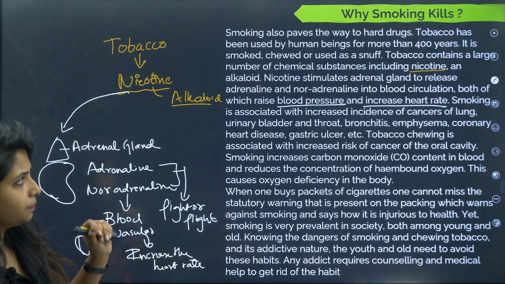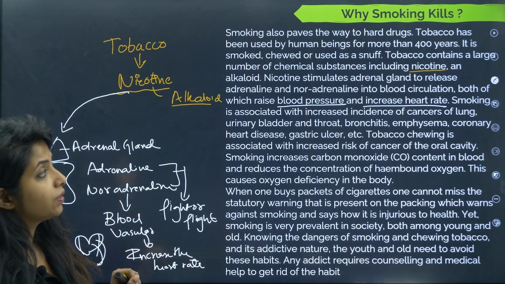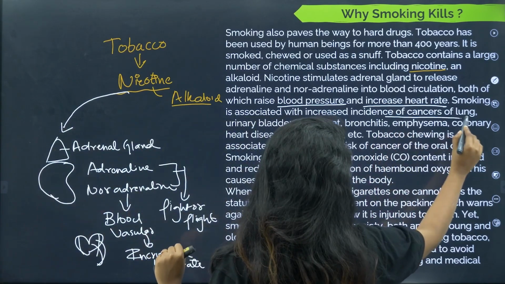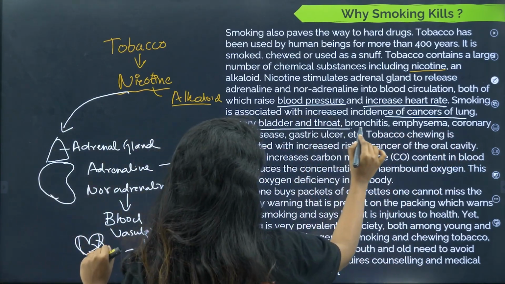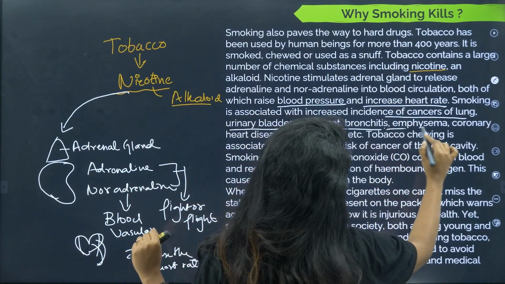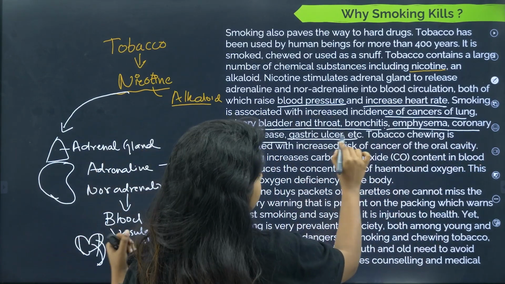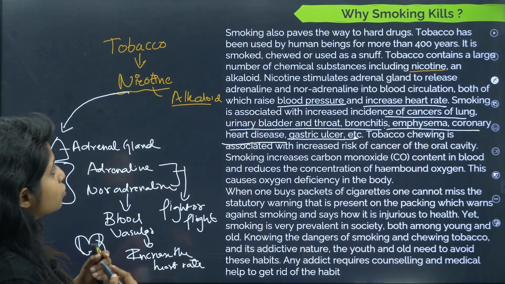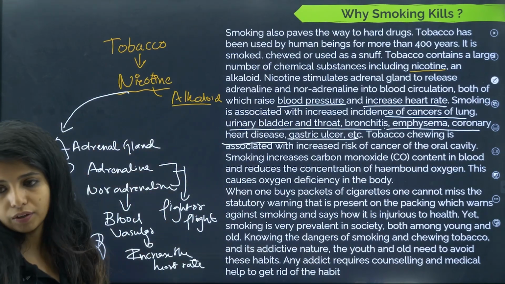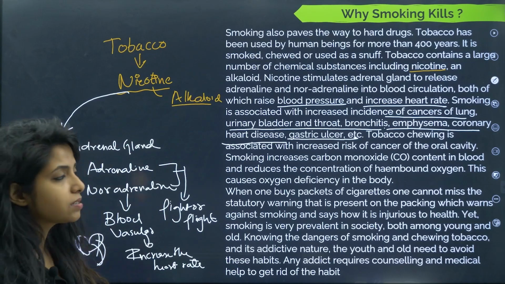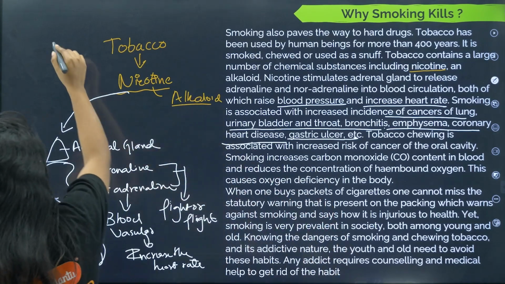With time it happens. Smoking is associated with increased incidence of cancer of lung, urinary bladder, throat, bronchitis, emphysema, coronary artery disease, heart disease, gastric ulcer, etc. So what is happening, children? There are so many diseases that I cannot even write them over here. There are so many diseases that are caused because of this. What is it, children? Cancer.